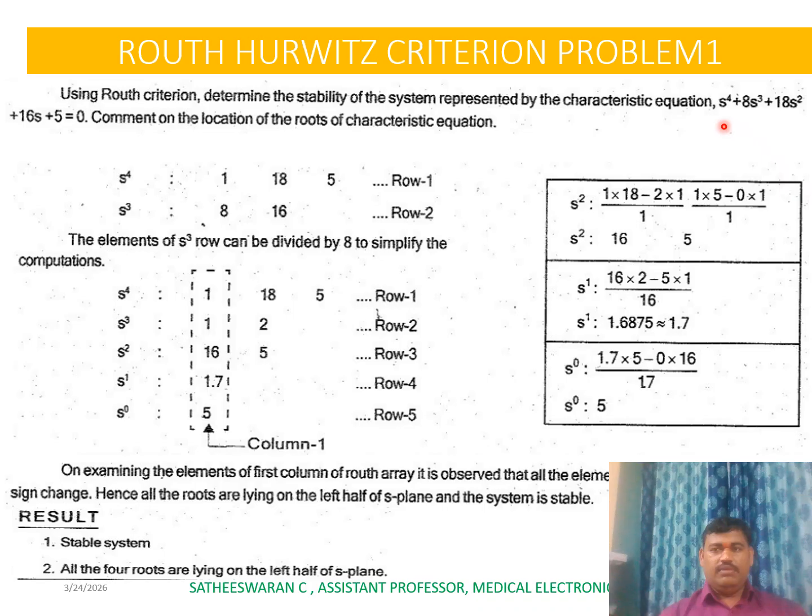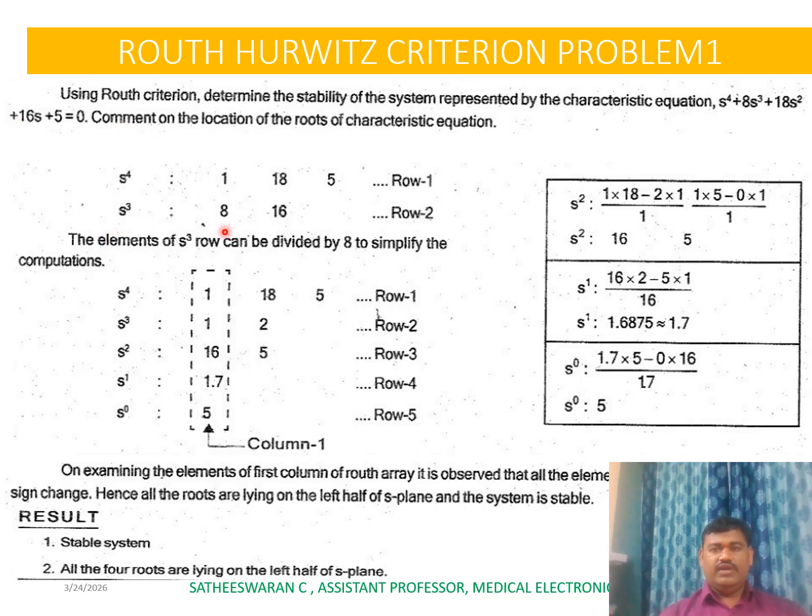In the given problem, the highest power of s is 4, which is an even number. So the first row is formed using the even power of s, and the second row is formed using the odd power of s. So s power 4: 1, 8, 18, then 16 and 5. Here 1 s power 4, 8 s power 3, then 18 s power 2, 16 s and plus 5.